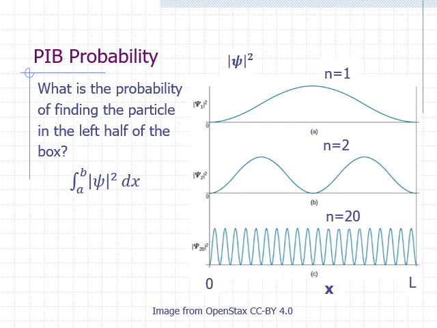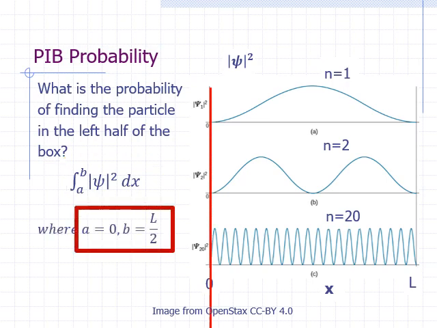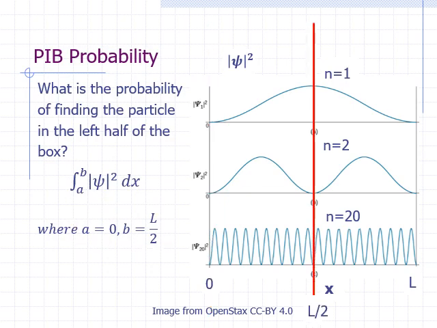Shown here are the probability density functions for n equals 1, n equals 2, and n equals 20. What is the probability of finding the particle in the left half of the box? To answer this question, we need to integrate the absolute value of psi squared with respect to x. What integration limit should we specify? Since we are interested in the left half of the box, the lower limit a should be equal to 0, and the upper limit b should be equal to L over 2.